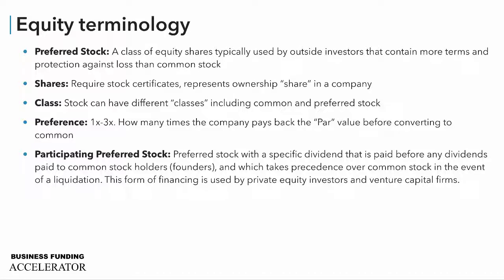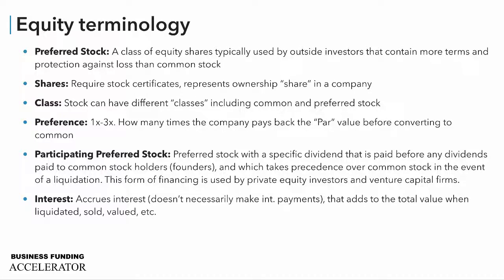Participating preferred stock is a kind of complicated term, but it's preferred stock with a specific dividend that is paid before any dividends are paid to common stockholders, who are the founders. That takes precedence over common stock in the event of a liquidation. This form of financing is used by private equity investors and venture capital firms, and it's typically not in your interest to have participating preferred stock, because it means the investor gets paid before you, and possibly more than they would if they're not participating. So that is something to watch out for in the term sheets when you start to raise equity financing.